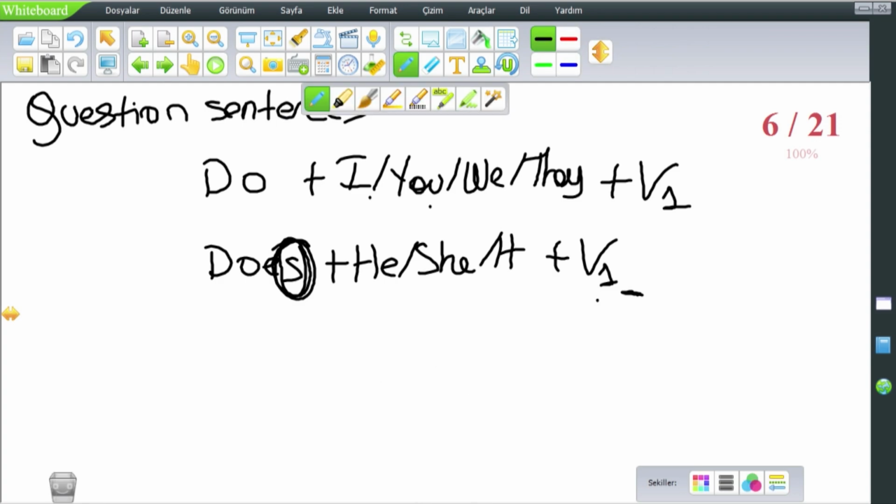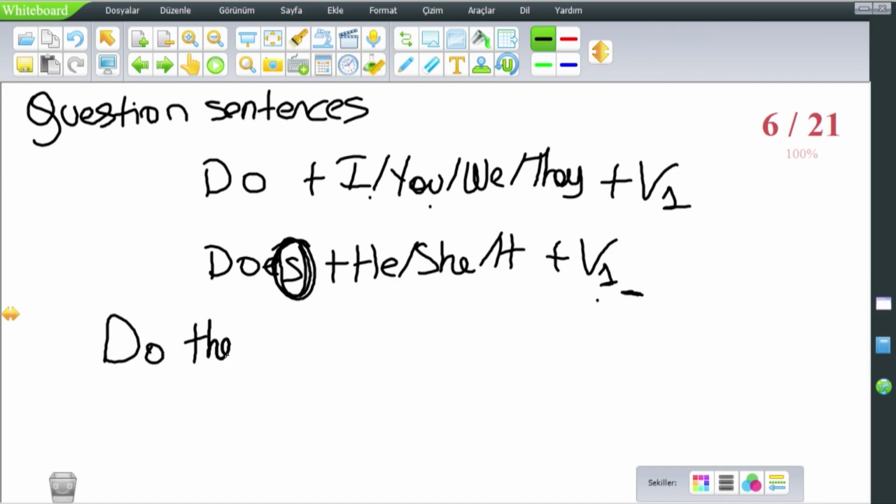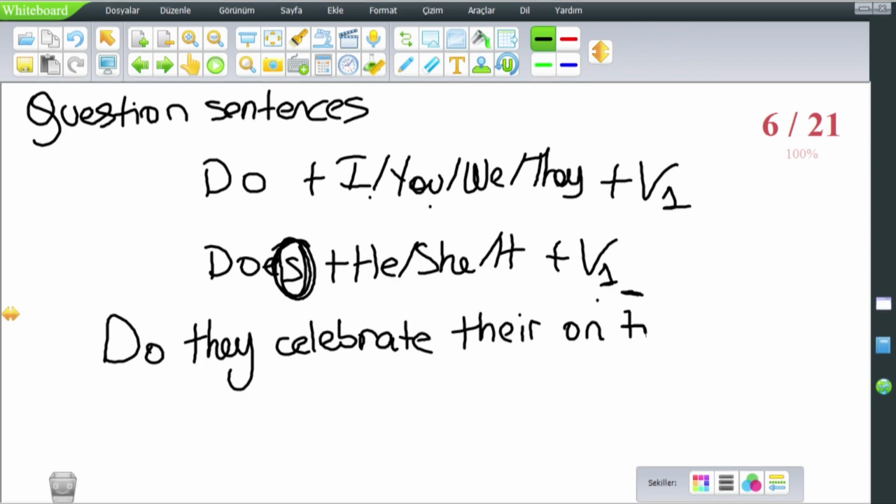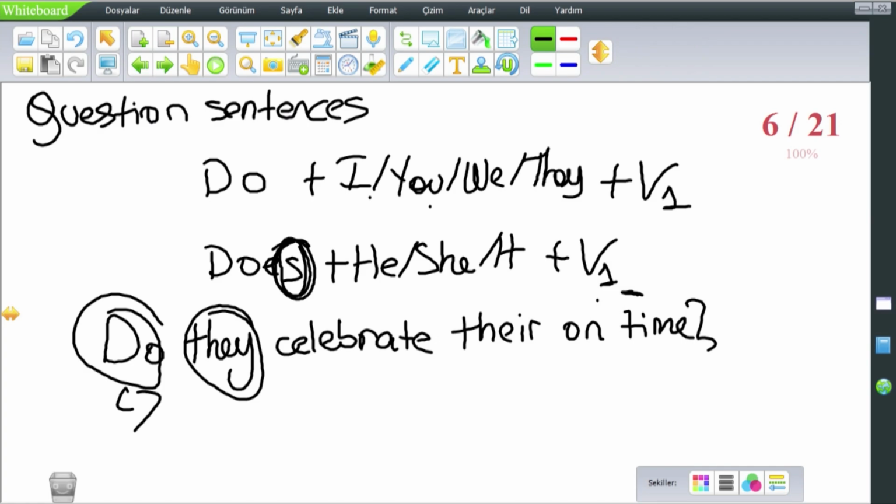Let's give one more example to question form of present simple. Do they celebrate their birthday on time? My subject is they. That's why we put do in the beginning. My verb 1 in its own form, celebrate. They celebrate their birthday on time.